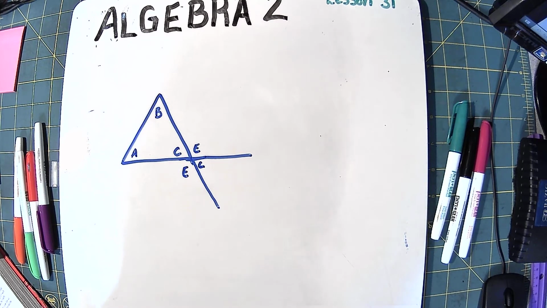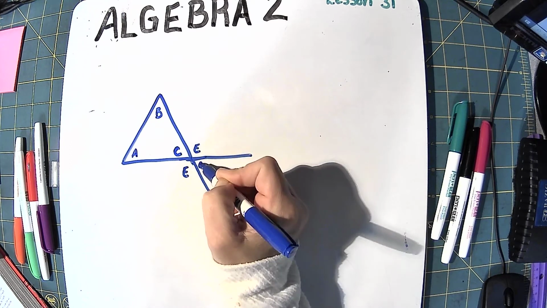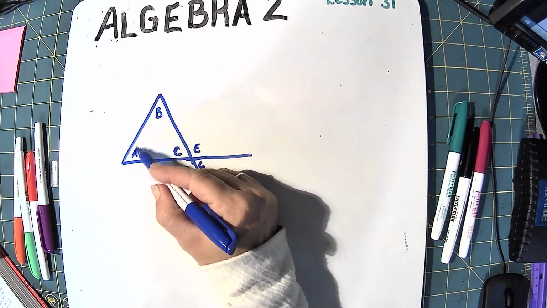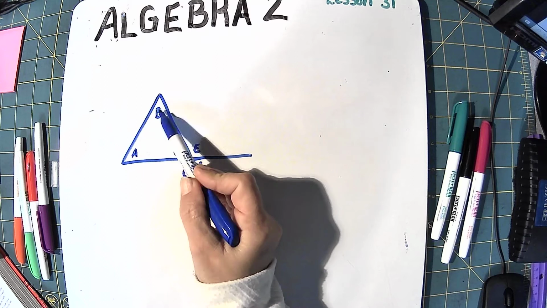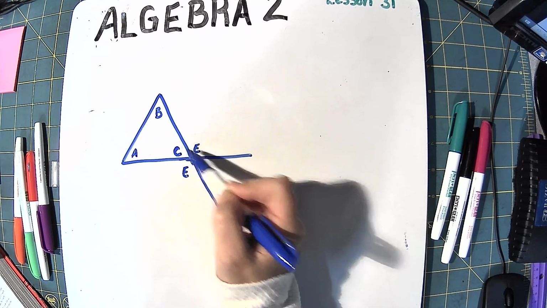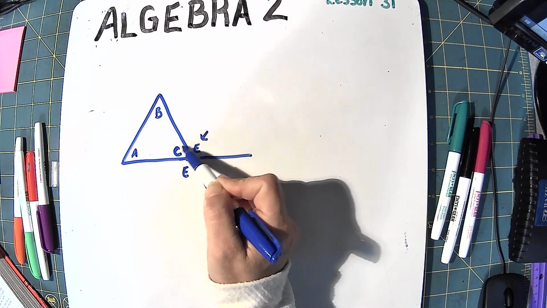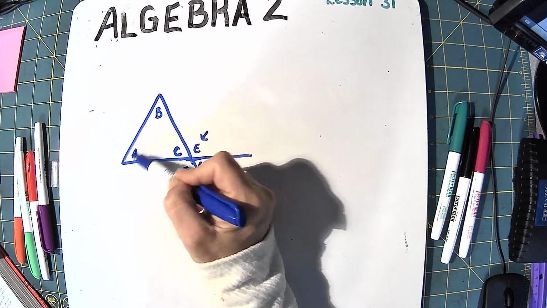So the remote interior angles, so let's say that we're trying to find C. These would be the remote interior angles. So they're interior because they're inside the triangle, and remote because they're not touching the angle that we're trying to find. So let's say that we're trying to find E right here. This one wouldn't be remote because it's touching. These two would be remote.